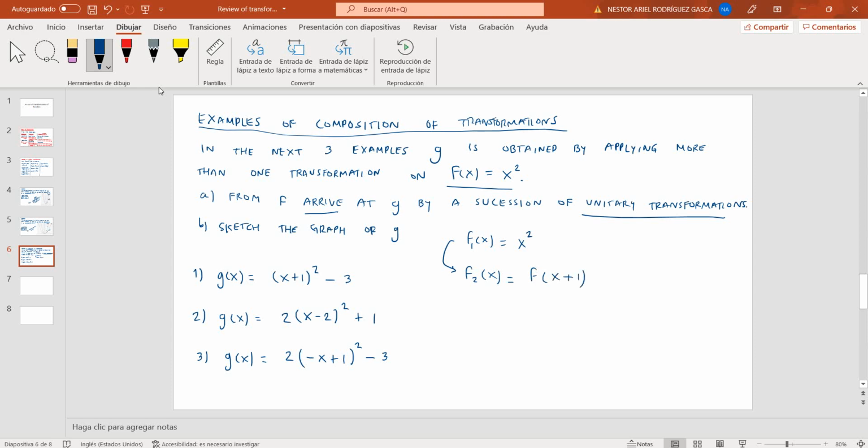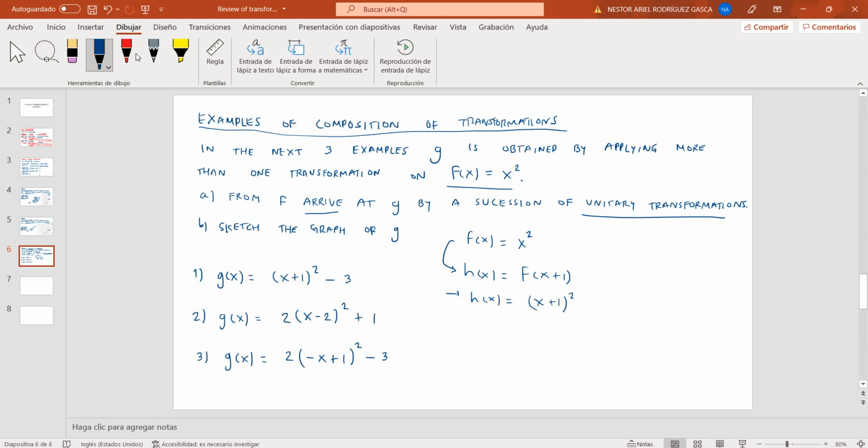What I'm saying is that f2, now you know what, I think the subindexes are going to get you a little confused, so let me use other letters. Let me use h. So h is going to be this, and what is this? It's a horizontal translation of 1 unit to the left on the parent function. So let's apply it. f of x plus 1 is going to be x plus 1 squared. So there we go. We are at this point so far.